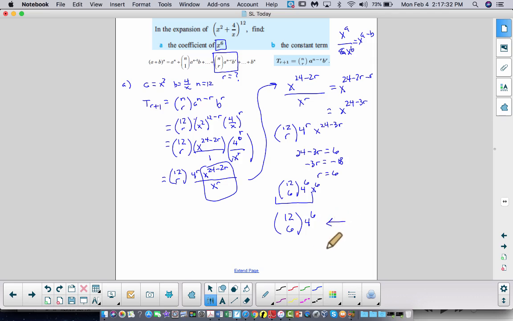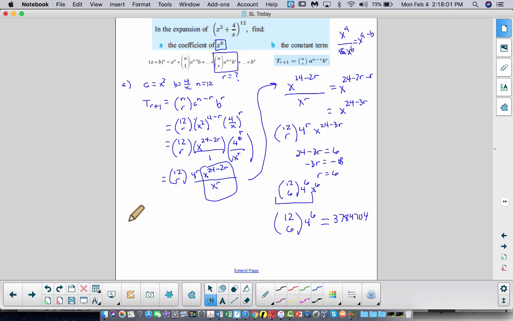That's the coefficient. And if I had a calculator, I could simplify that. And in fact, I will do that for you. That's equal to 3,784,704.